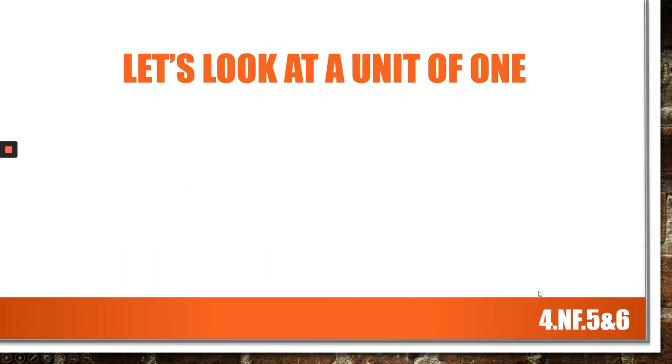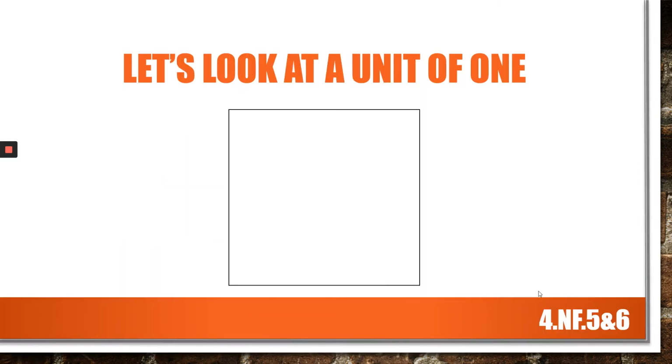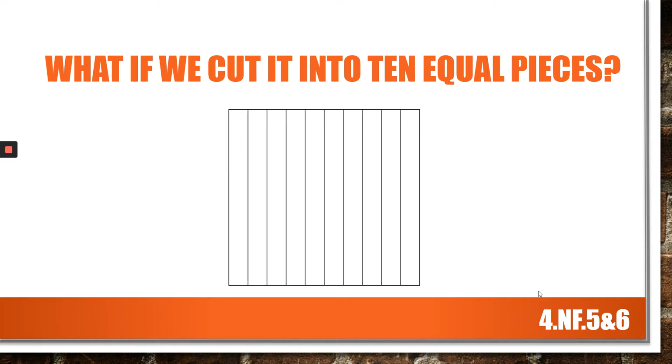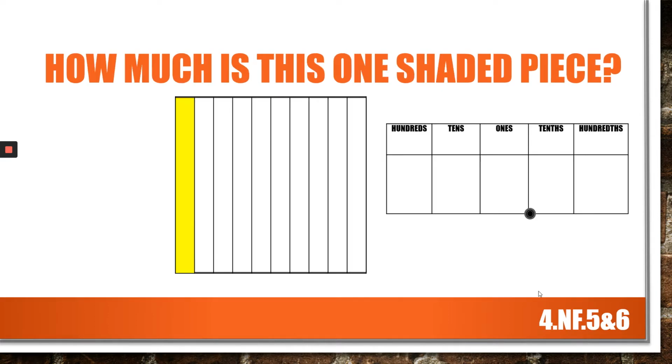Let's look at a unit of 1. So this square is going to represent 1 unit. What if we cut it into 10 equal pieces? Then what would one shaded piece be equal to? 1 out of 10, which is 1/10.